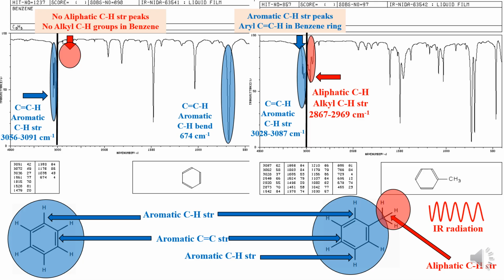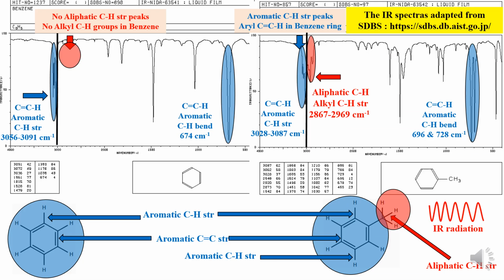An aromatic CH bend at around 674 in the case of benzene, and an aromatic CH bend at around 696 and 728 centimeter inverse for methyl benzene.